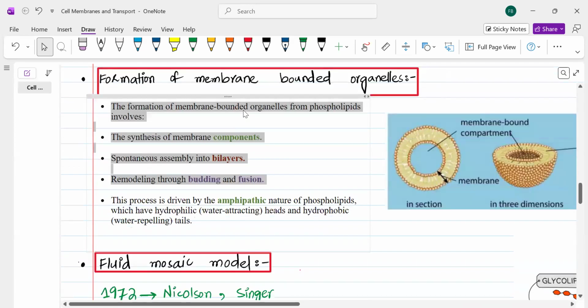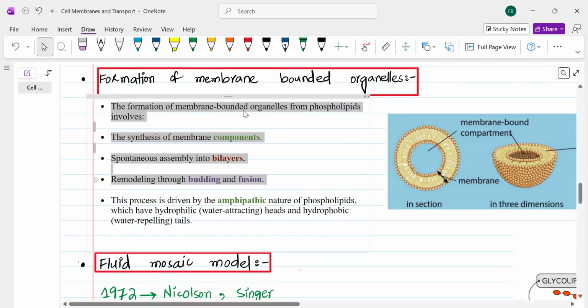Okay, now we will be discussing the formation of membrane-bounded organelles, how different organelles are formed from the phospholipid. In this section, we will discuss the involvement of phospholipid in the formation of membrane-bounded organelles.